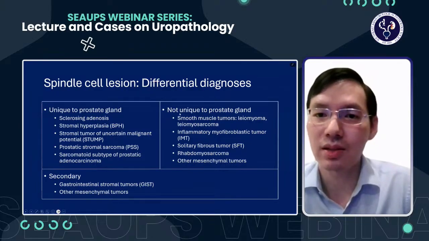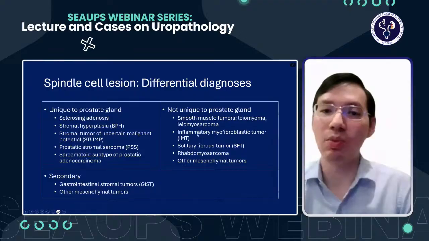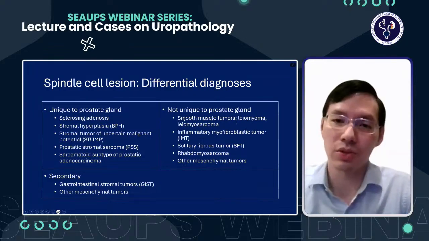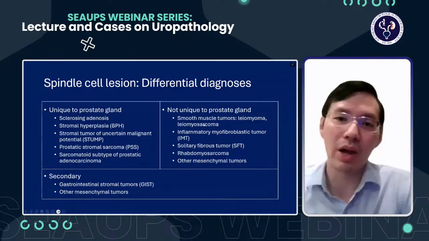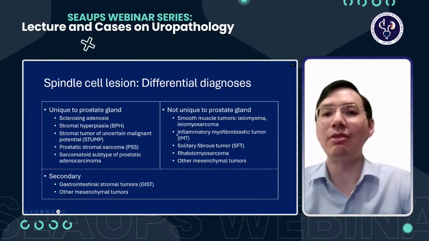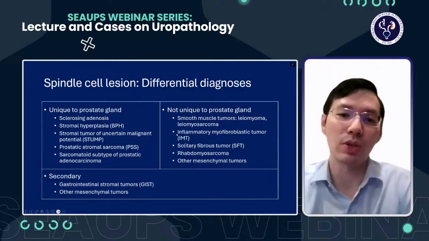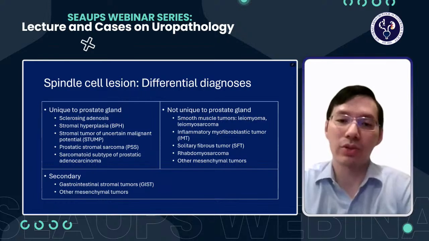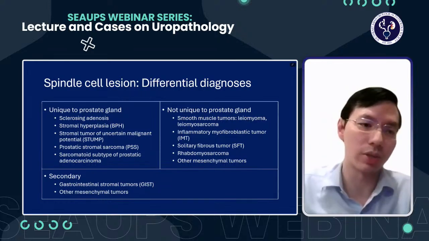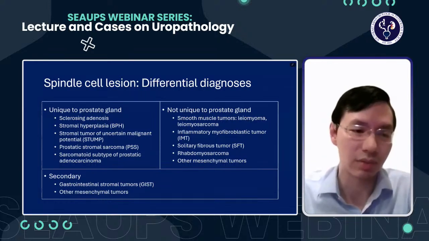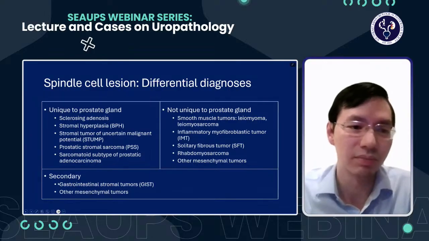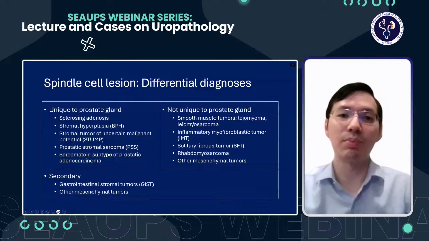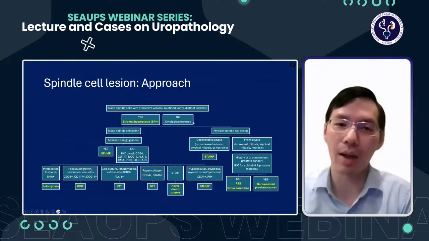Lesions that are not unique to the prostate are these mesenchymal tumors, which include smooth muscle tumors, leiomyoma, leiomyosarcoma, inflammatory myofibroblastic tumors, or IMT, solitary fibrous tumor, rhabdomyosarcoma, and other mesenchymal tumors. And secondary lesions involving the prostate are GIST and other mesenchymal tumors. So this is the approach that I find very helpful.